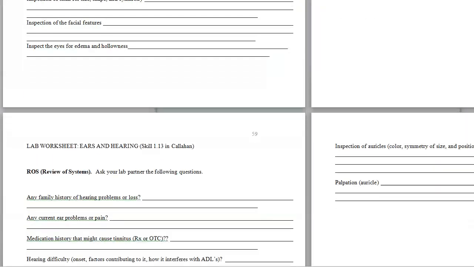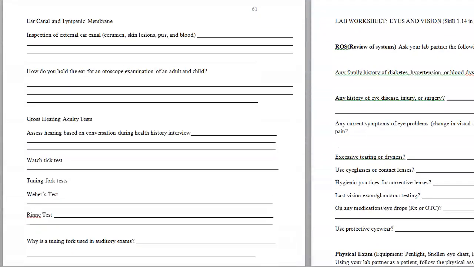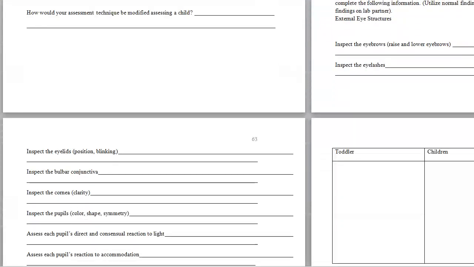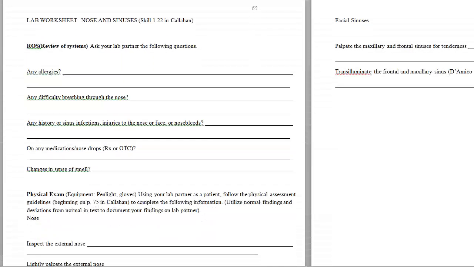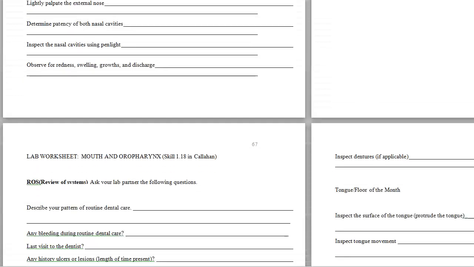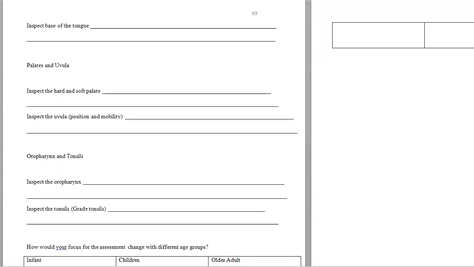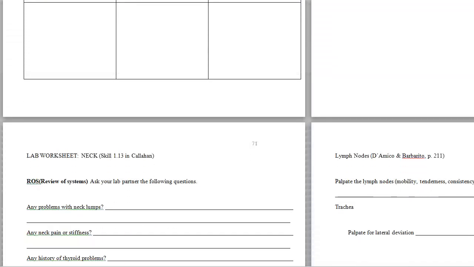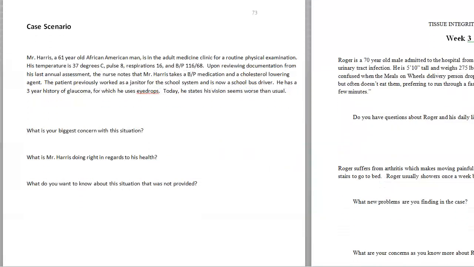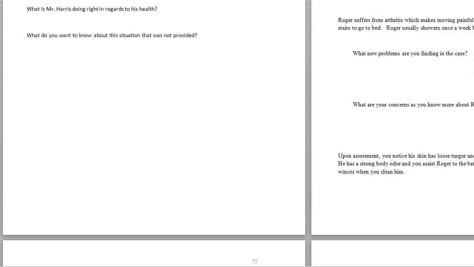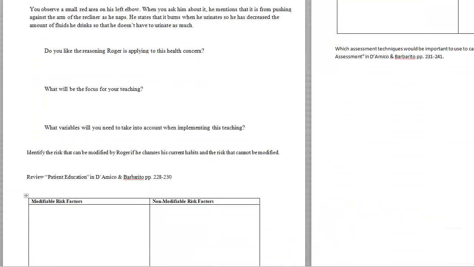our case study. Follow along, you'll see that you observe a small red area on his left elbow. When you ask him about it, he mentions that it is from pushing around the arm of the recliner as he naps. He states that it burns when he urinates, so he has decreased the amount of fluids he drinks so that he doesn't have to urinate as much, which obviously leads me to the fact that he is dehydrated because his urine is very, very concentrated. And Roger may at this time have a urinary tract infection.